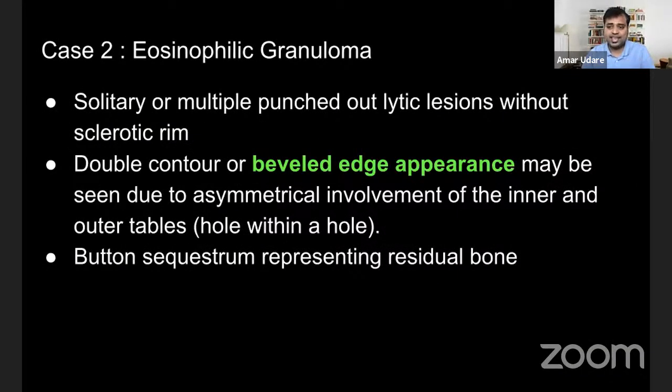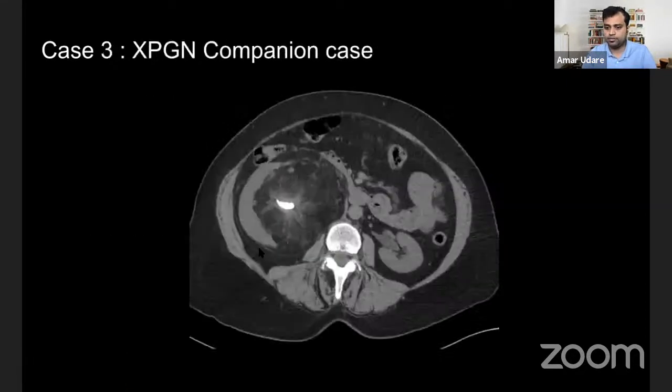The next case we discussed was an eosinophilic granuloma. The typical imaging appearance would be solitary or multiple punched-out lesions with beveled edges. Commonly, these are seen in pediatric patients. Rarely you may see a button sequestrum, which is characteristic of eosinophilic granuloma.